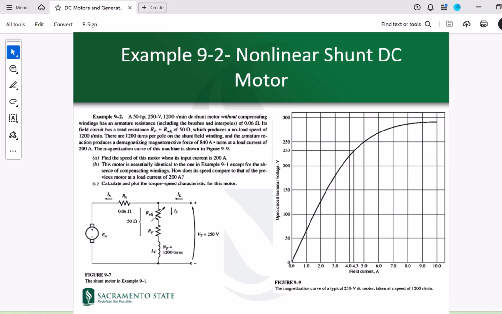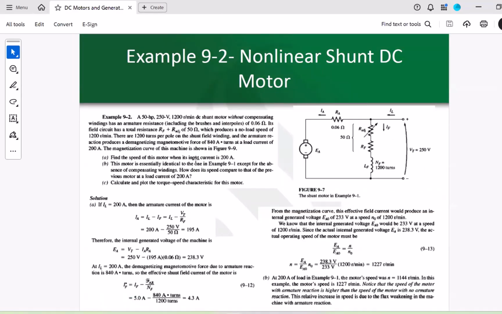There are 1200 turns per pole on the shunt field winding, and the armature reaction produces a demagnetizing magnetomotive force of 840 amp-turns at a load current of 200 amps. So when the load current is 200 amps, it produces an equivalent of 840 magnetomotive force, which works against the field MMF, basically. The magnetization curve of this machine is shown in figure 9.9. We want to find the speed of this motor when its input current is 200 amps. So we're providing 200 amps. We want to find out the speed of the motor.